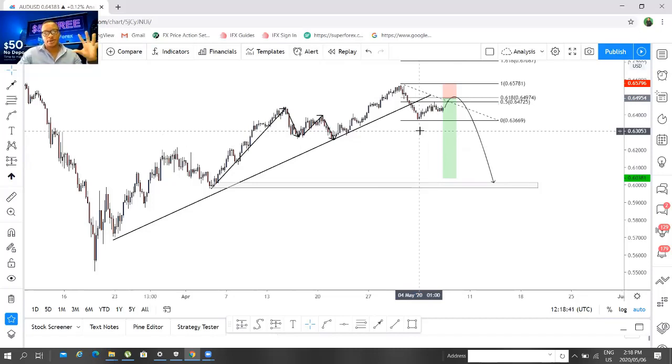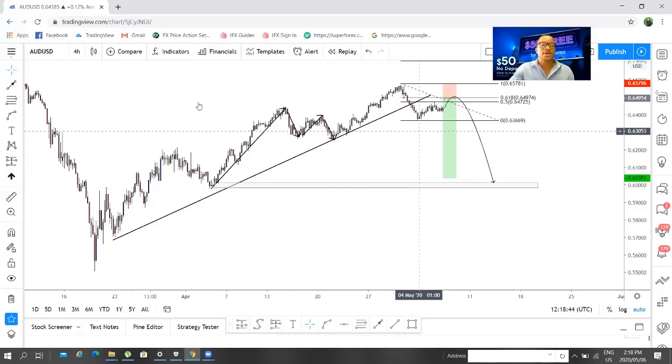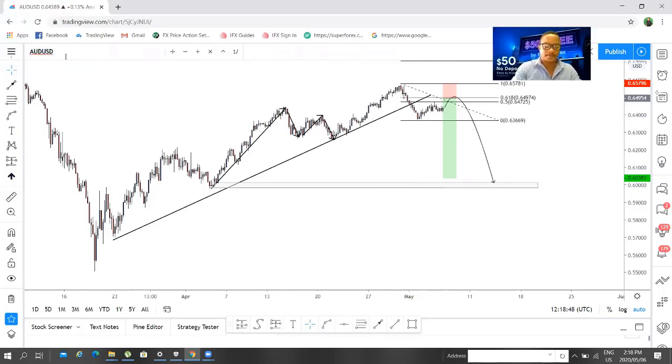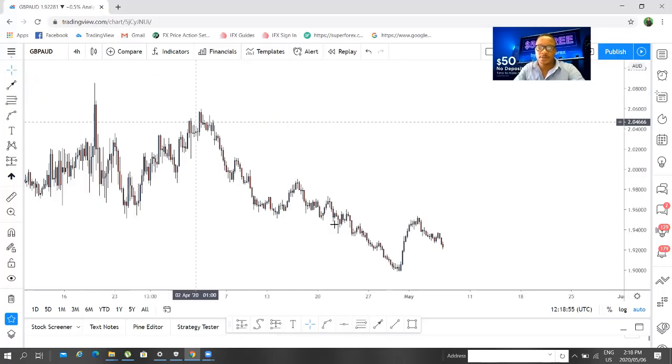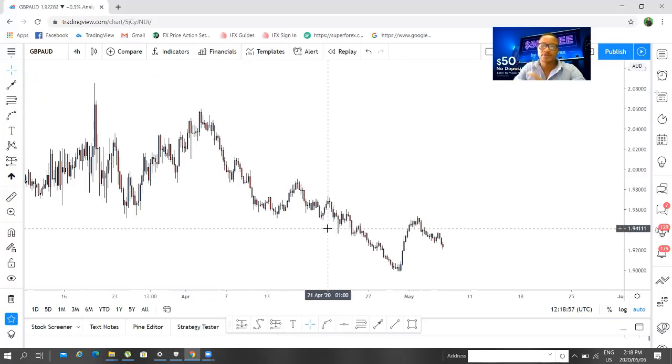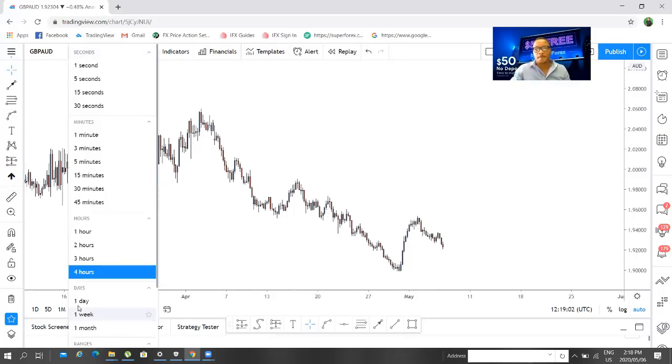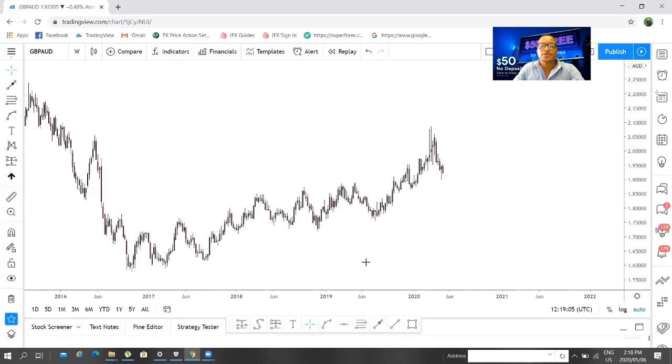So we are going all the way down, guys. Let's quickly go to any pair that's paired with AUD. Let's just do pound AUD, GBP AUD. What do you see on GBP AUD? Before we go to change of structure, it's very simple, guys, to identify this. I always start with higher time frame. Let's start with weekly time frame. What do you see on weekly time frame?